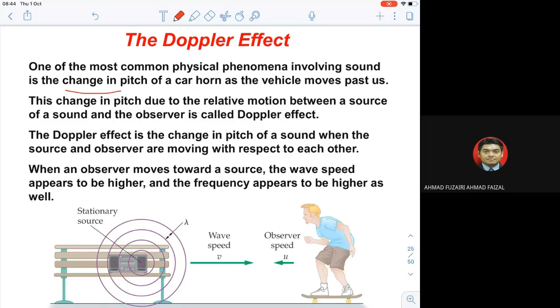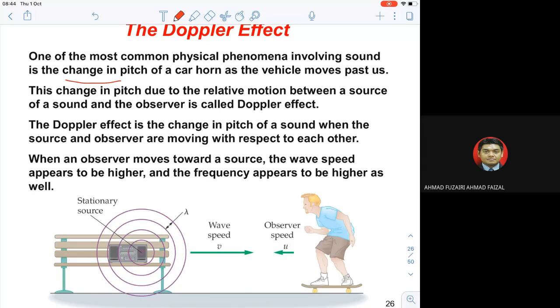Okay, so remember, if you look at the picture, the figures, you can see that there is a source of the sound, and of course you can see the person playing on the skateboard, who is actually the observer, meaning that this person will hear the sound.